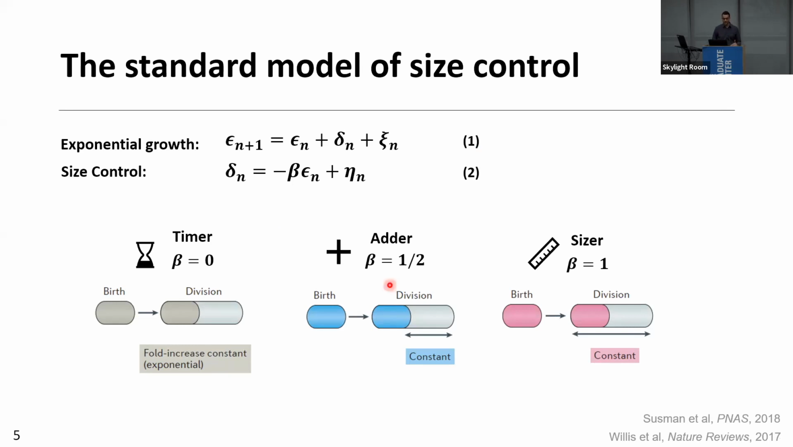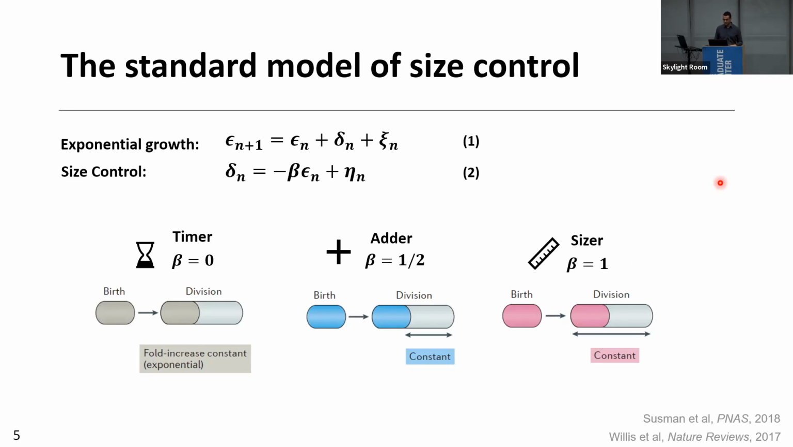The second one, beta equals 1/2, is what's called an adder: the cell, regardless of its birth size, will just add a constant size and then divide. The last one is beta equals 1, which is a mechanism called a sizer: the cell wants to grow to a target size, and then it will divide when it reaches exactly that size.